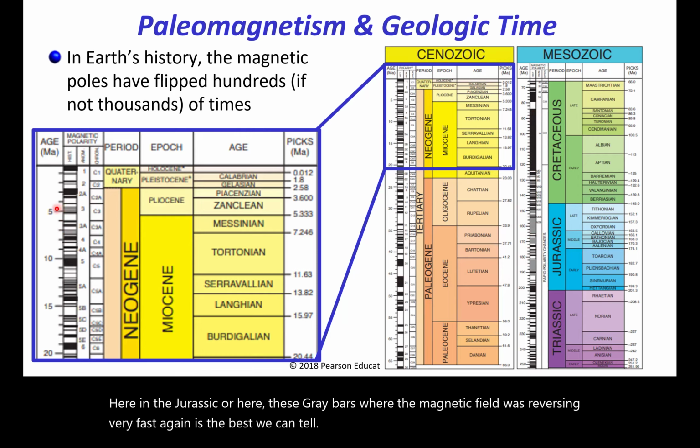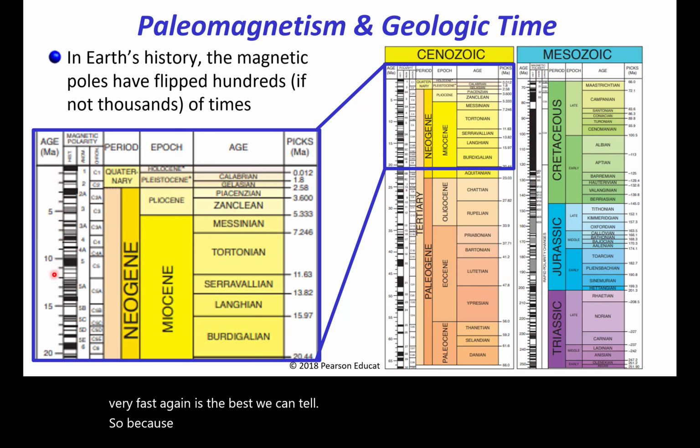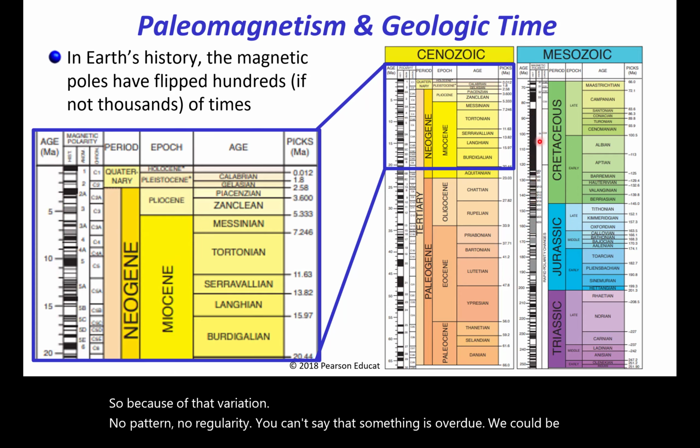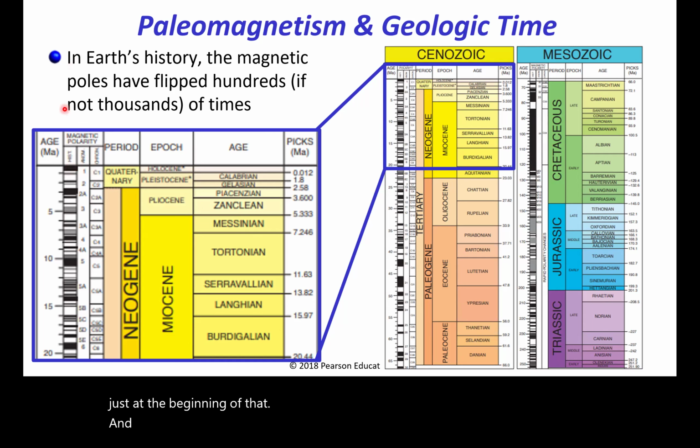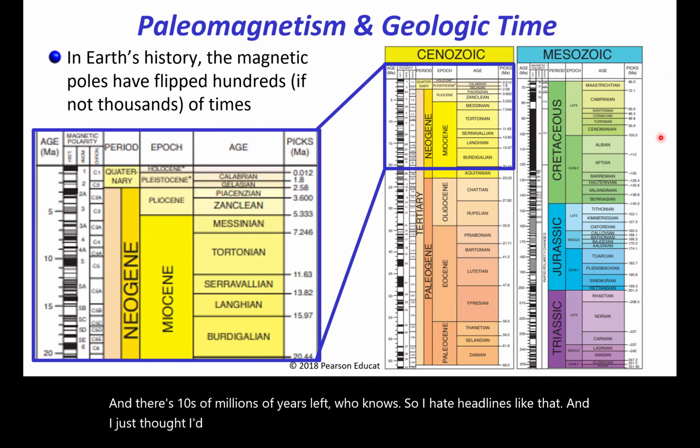Because of that variation, no pattern, no regularity, you can't say that something is overdue. We could be starting another superchron over here. That's what we actually call that. We could be just at the beginning of that, and there's tens of millions of years left. Who knows? So I hate headlines like that. If you see someone say that, it's crap. It's not true.